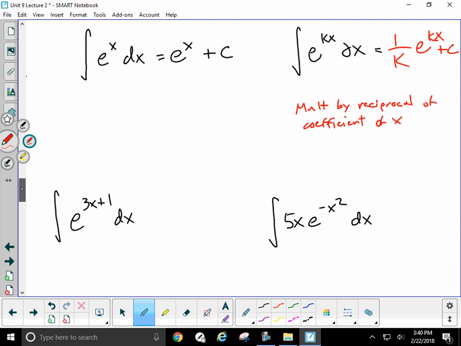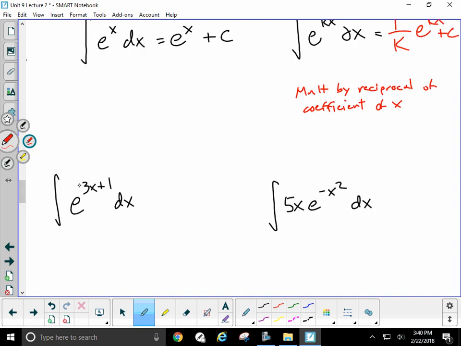Okay, now, does it matter if it's e to the 3x or e to the 3x plus 1 or e to the 3x plus 5? If it's x to the first power, all you need is the reciprocal of the coefficient of x. The coefficient of x is the value that comes before x. Not, you're going to take 1 over 3x plus 1. I'm just taking 3. And I have 1 over 3 times e to the 3x plus 1.